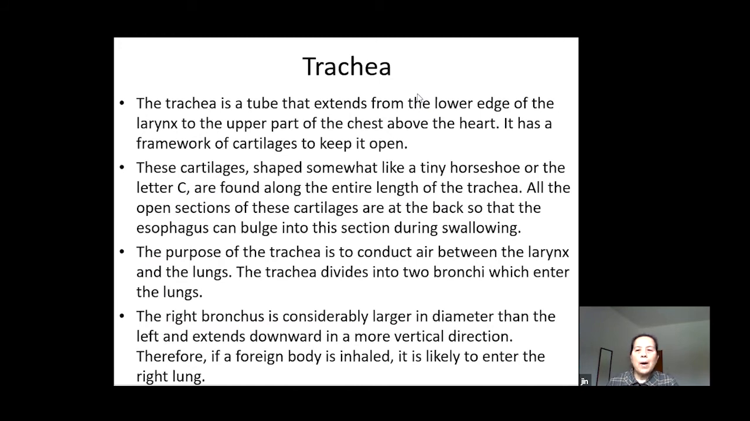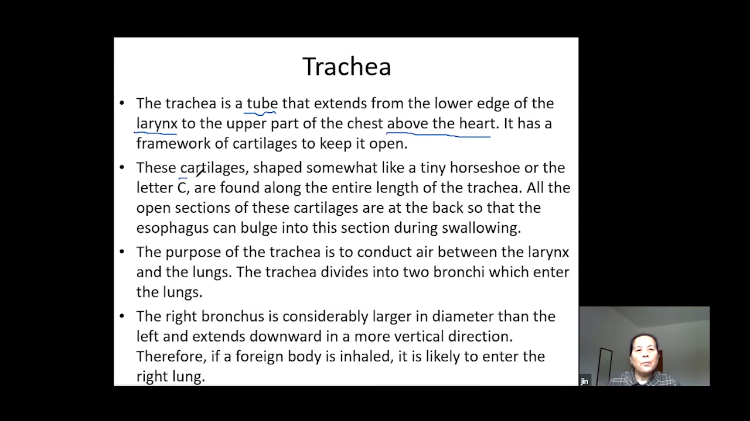Then we're talking about the trachea. The trachea is a little bigger tube. The upper part is connected with the larynx, and the lower part goes to the chest. Basically, it's still above the heart. And then it branches.